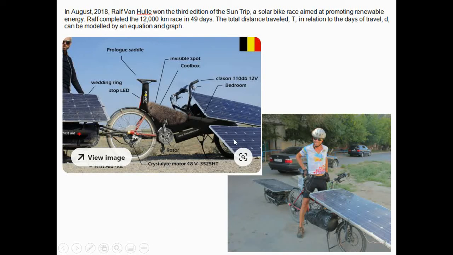The situation is this. Here we have a pretty famous person. In August of 2018, Ralph Van Hoole, this guy here, he won the 3rd edition of the Sun Trip. It is a solar bike race aimed at promoting renewable energy. So you can see his bike here has these giant solar panels. And he did this giant trip. He completed 12,000 kilometers. That's how long the race is. That's pretty incredible. It took him only 49 days to do that. And the total distance traveled t in relation to days of travel d can be modeled by an equation and a graph. Okay, so we're going to create a model for that in just a second.